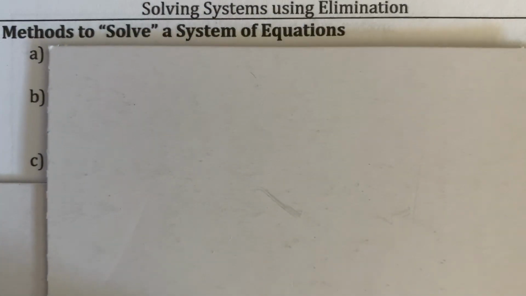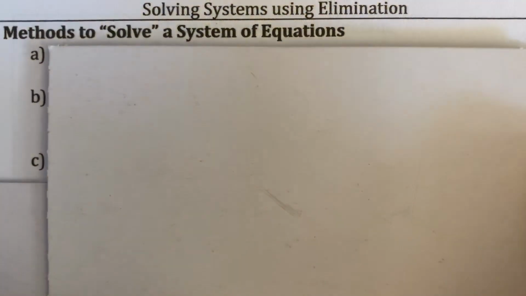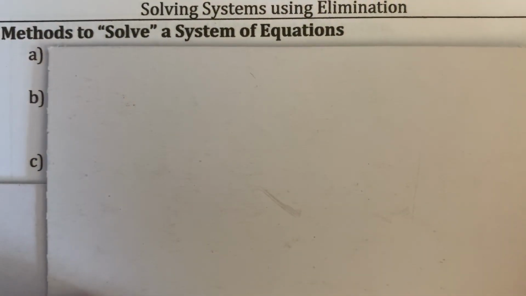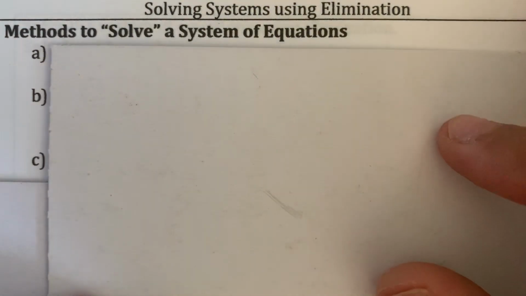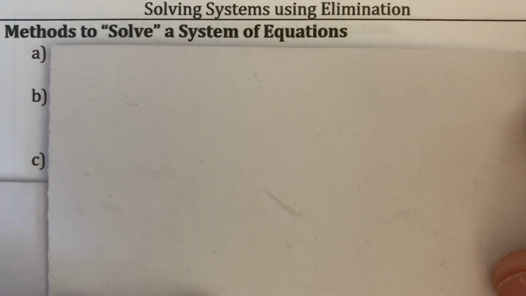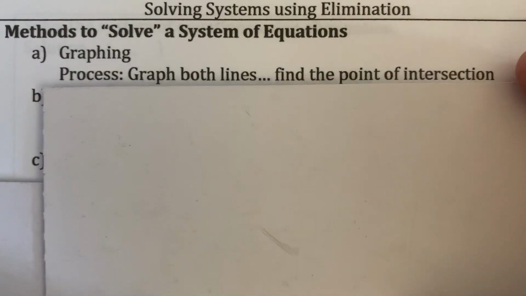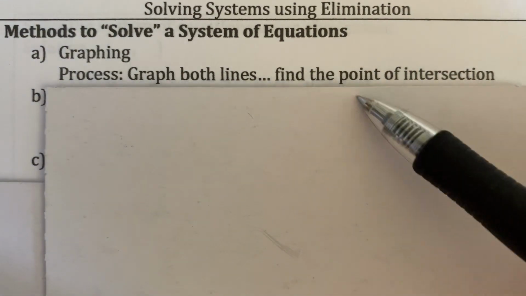Hello everybody. Today I am going to do my best to explain our final topic on system of equations, solving using elimination. So as usual, we're going to have a quick review on our current methods to solve system of equations. Our first method is by graphing, and you know that in order to graph a system of equations, the process is graphing both lines, and then we find the point of intersection.